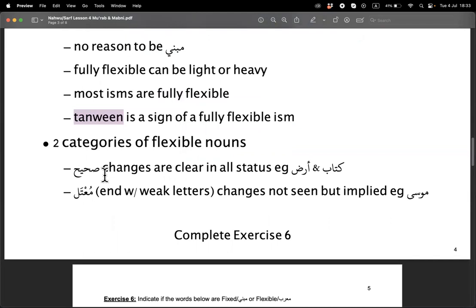One is sahih, meaning the changes are clear. This one that we talk about always, like kitabun, kitaban, kitabin. The change is clear. Ardun, ardan, ardin, for example.